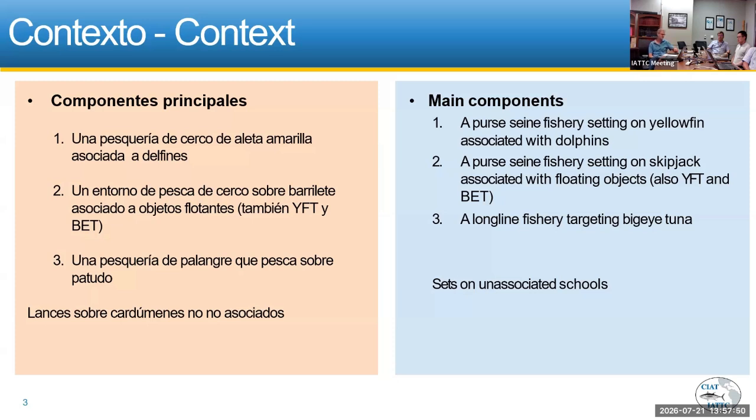There are also other fisheries, particularly historically, there was the bait boat fishery. But the other major fishery that I'm not going to focus on here is the fishery on unassociated schools. A lot of the vessels fishing on yellowfin or on floating objects will also make some unassociated school sets depending on availability. There may even be vessels that do the majority of unassociated schools, but in our context, it's more the other fisheries that we have to be concerned about in terms of managing the different species.